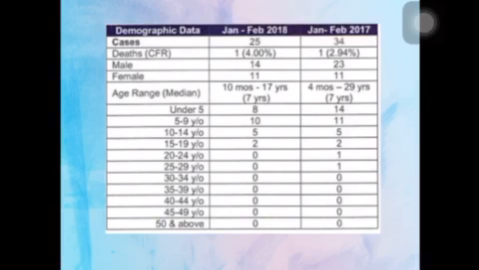Next, the demographic data for the Philippines. So this is the record. In ages under 5, 2018 has 8 cases and 2017 has 14 cases. And in ages 5 to 9 years old, it has 10 cases in 2018 and 11 cases in 2017. So, as you can see, it is lesser compared to 2017.